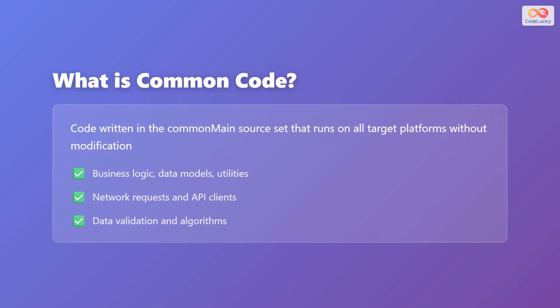Common code refers to Kotlin code that is written in the commonMain source set and runs on all target platforms without any modification. This includes your business logic, data models, and utility functions. It also encompasses network requests and API clients, allowing you to handle data fetching in one place. Additionally, you can implement data validation and algorithms in common code, ensuring consistent behavior across all platforms. The key benefit is that you write this code once, and it works everywhere.